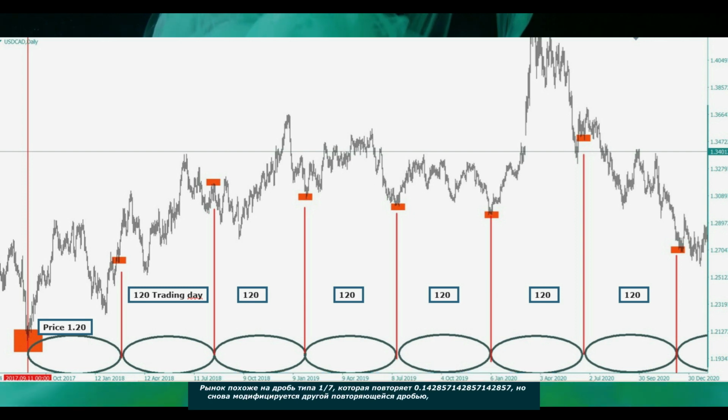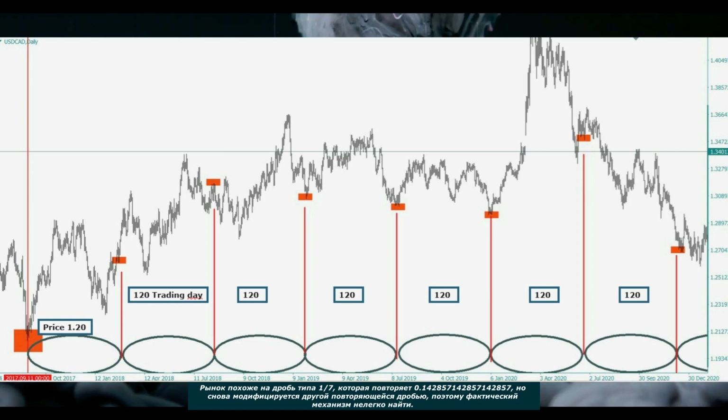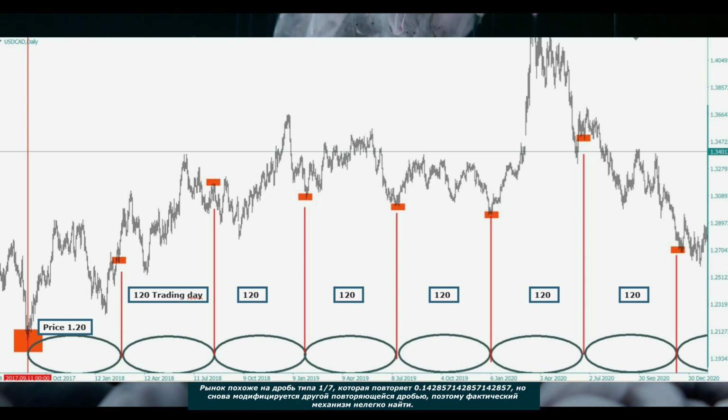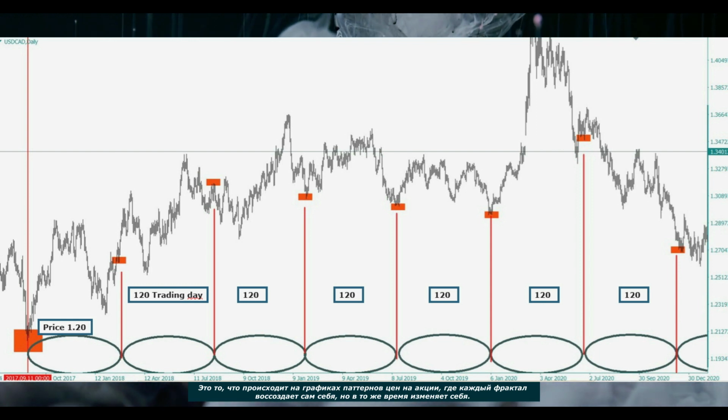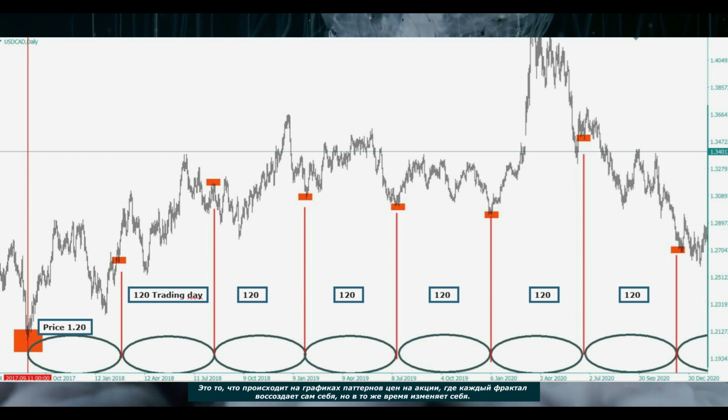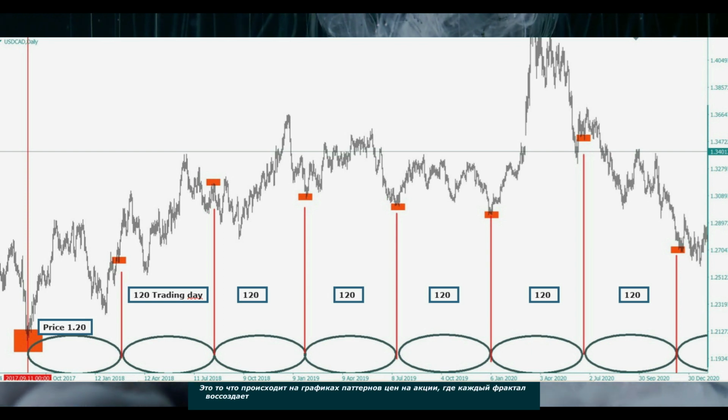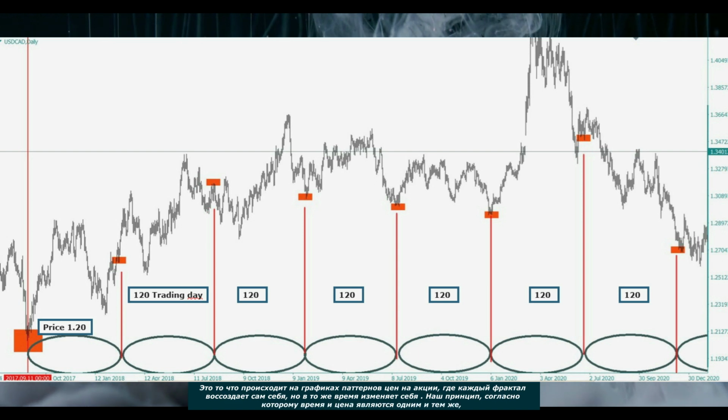The market is similar to a 1/7 type fraction that repeats 0.142857142857142857, but is modified again by another repeating fraction, so the actual mechanism is not easy to find. This is what happens on the charts of stock price patterns, where each fractal recreates itself, but at the same time changes itself.